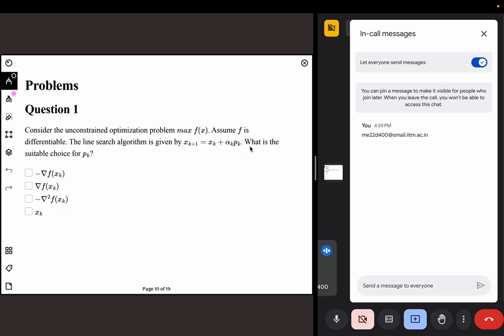Okay, then we'll quickly solve some problems. So you have an unconstrained optimization problem where you have to maximize f of x, and your variable is x. Assume f is differentiable. The line search algorithm is again the same: xk plus 1 is xk plus alpha k times pk. What is a suitable choice for pk?